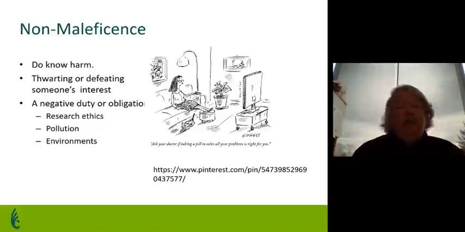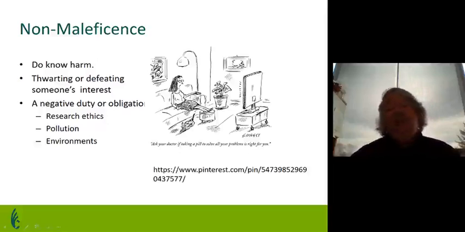We find that when we take a look at this duty, not only is it a duty for a medical practitioner, but it also impacts areas such as research ethics, pollution, environmental issues, things like that. Notice in this cartoon, ask your doctor if taking a pill to solve all your problems is right for you. The idea of non-malfeasance is the doctor would have an obligation not to prescribe if the pill caused real harm.